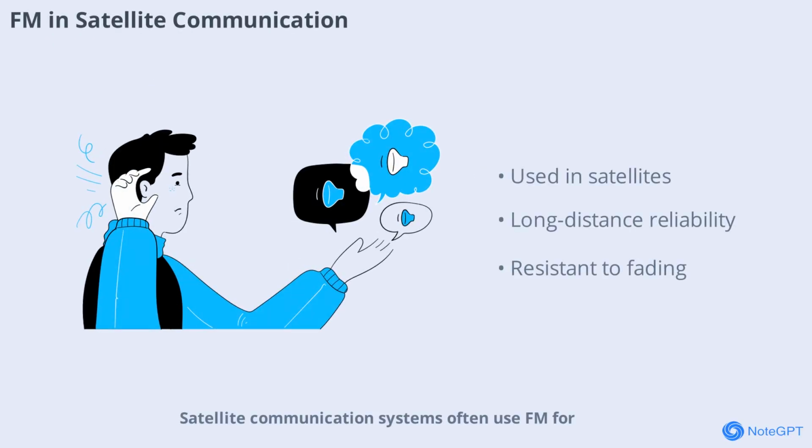Satellite communication systems often use FM for transmitting voice and data signals over long distances. FM's resistance to noise and fading is particularly beneficial in satellite links, where signals must travel through the atmosphere and space. The reliability of FM ensures that critical information is delivered accurately, even under challenging conditions.